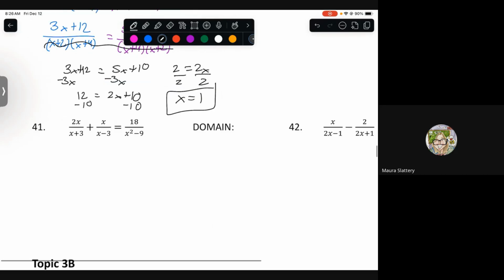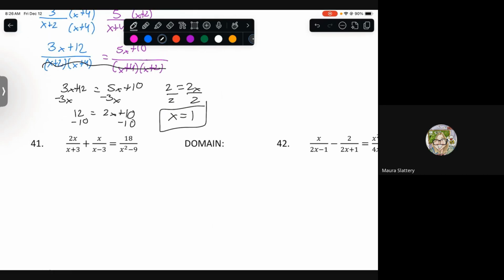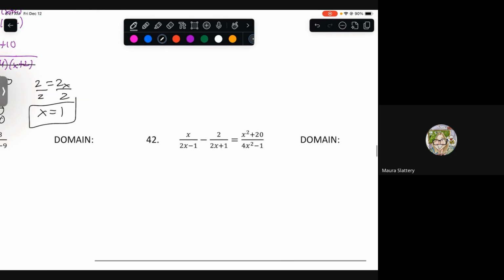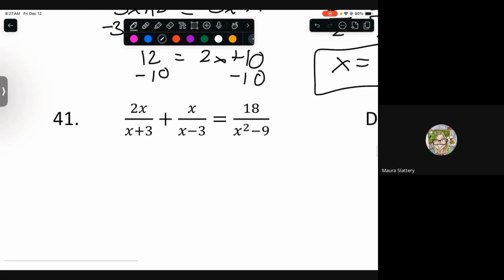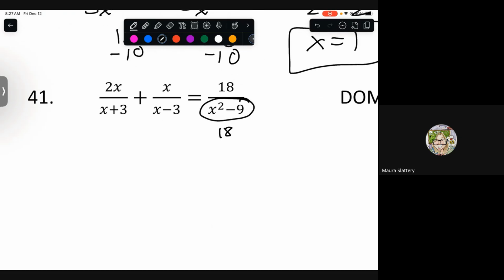All right. Let's go ahead and try and crank through one more here, okay? Let's do, I don't know, we'll do this one, I guess. All right. So I look here, and I can see that this guy is not factored. So I definitely want to factor this denominator here. So I get 18 all over x plus 3, x minus 3.